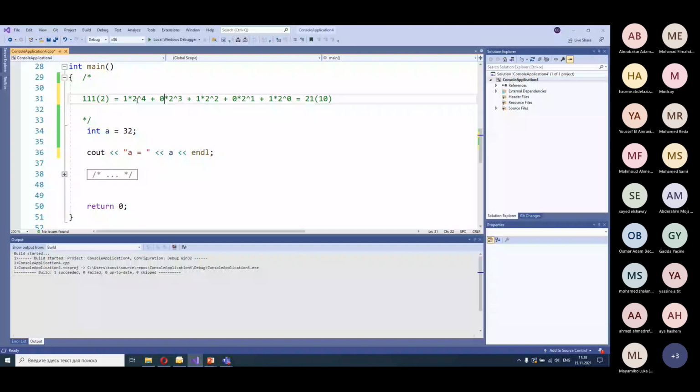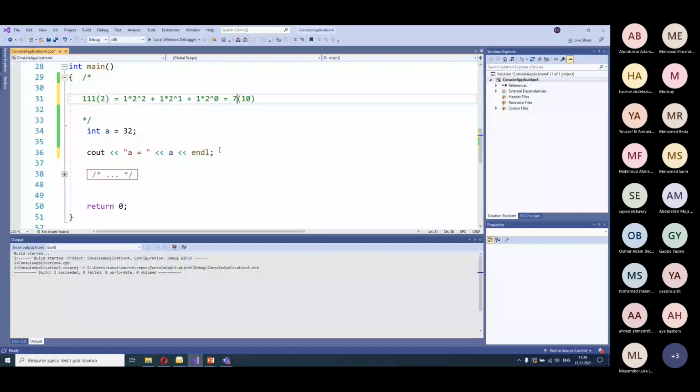Let's quickly compute. 111. So we have 1 times 2 power 2 plus 1 times 2 power 1 plus 1 times 2 power 0. What number do we have? 7. Excellent. We have 7.